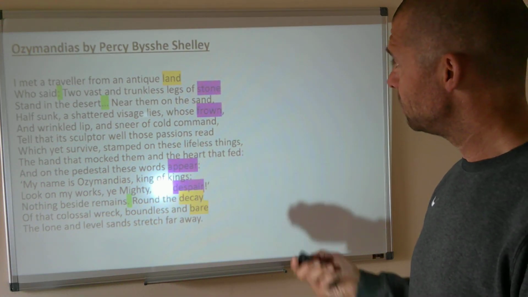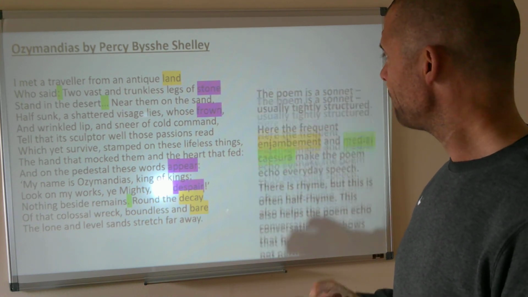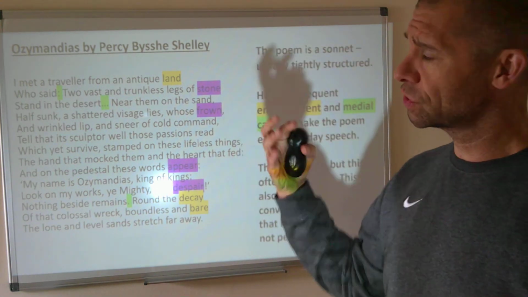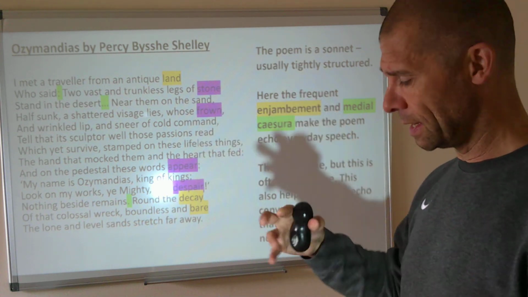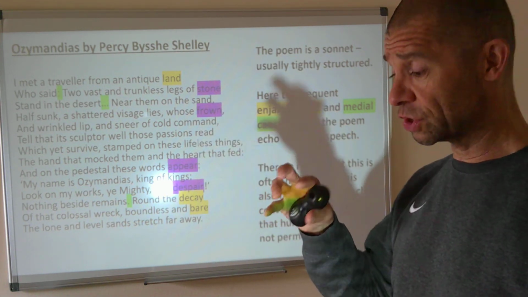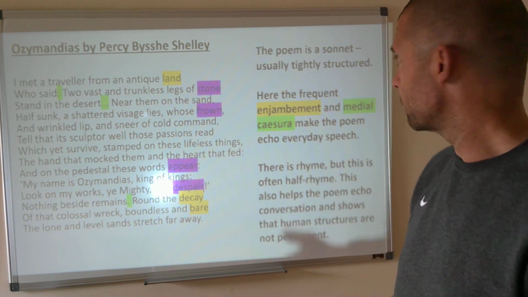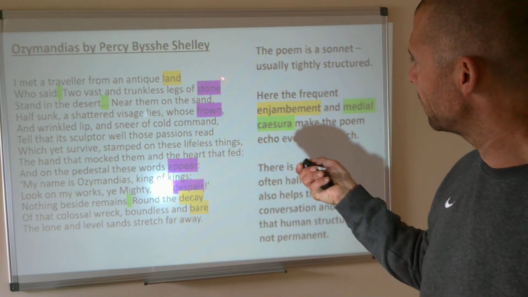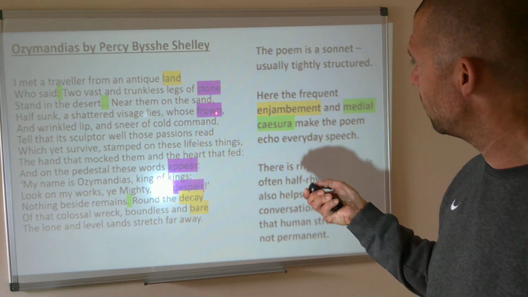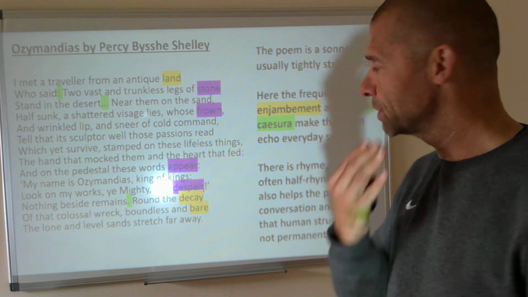And finally, we need to look at the structure of Shelley's sonnet. Usually sonnets are tightly structured. They have a really strict structure. Now this does have a lot of structure, but we've got frequent enjambment, these run-on lines, like one here, one here, one here, one here, and then down the bottom, decay and bear. These lines just run into one another.